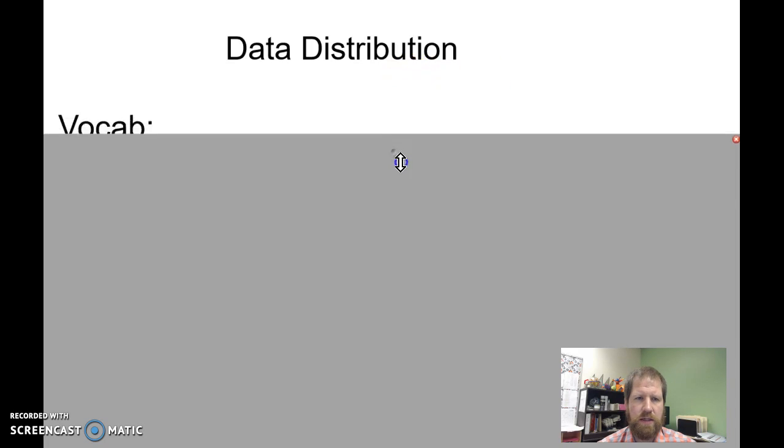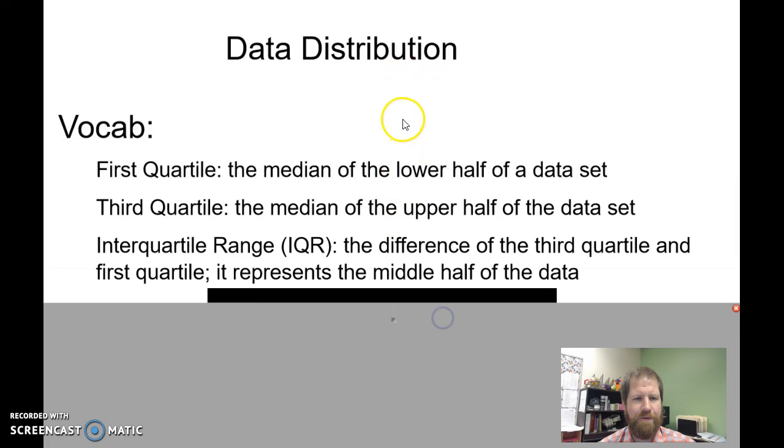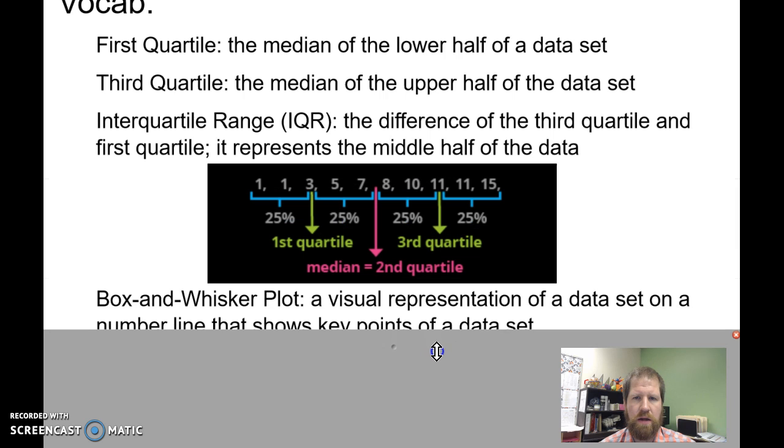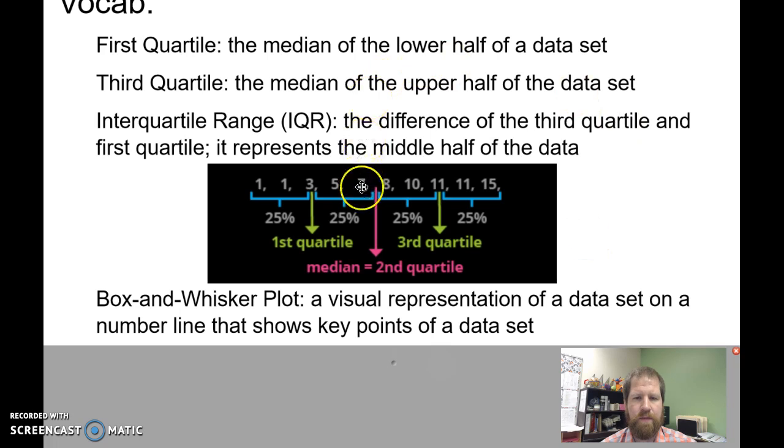Alright, this is concept 4, but as I said before, we've got some new vocab. So our vocab is first quartile, and that is the median of the lower half of a data set. If you take the median of a data set, that's also called your second quartile. And then you are looking at just the lower half. The median of that is going to be your first quartile. The median of the upper half is going to be your third quartile.